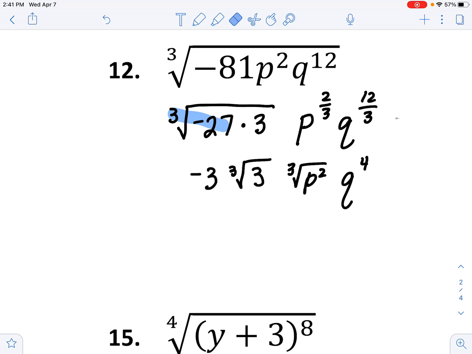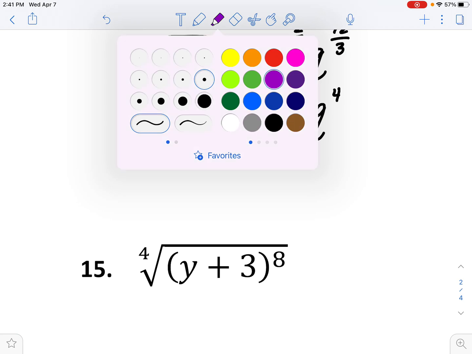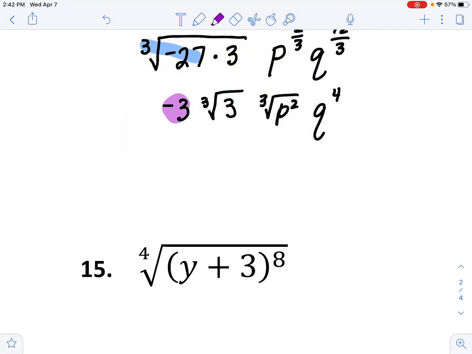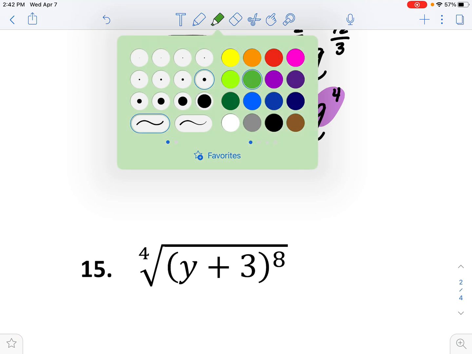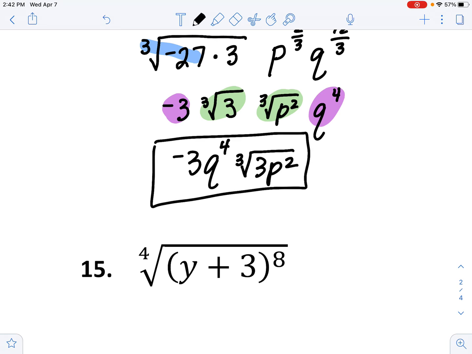Now, that's wacky the way it looks right now, so we want to rearrange it and put the things outside the radical together, and then put the things that are inside the radical into one radical. So this would be negative 3 q to the 4th, and then the cubed root of 3p squared. So we put everything together under the radical, and we put the things that were outside together in front. Okay?